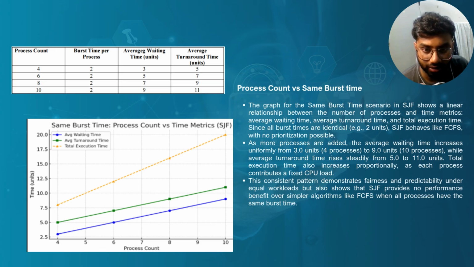Since all burst times are identical, for example 2 units, SJF behaves like FCFS, first come first serve, with no prioritization possible. As more processes are added, the average waiting time increases uniformly from 3.0 units to 9.0 units, while average turnaround time rises steadily from 5.0 to 11.0 units. Total execution time also increases proportionally as each process contributes a fixed CPU load. This consistent pattern demonstrates fairness and predictability under equal workloads and also shows that SJF provides no performance benefit over simpler algorithms like FCFS when all processes have the same burst time.